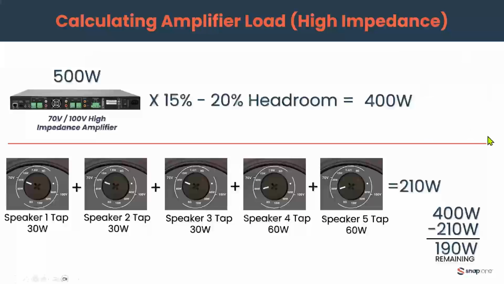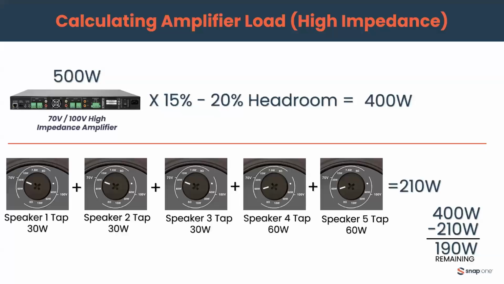So when we're calculating amplifier load, it's a little bit different for high impedance. So let's say we have a 500 watt amplifier. Most people will typically tell you you want about 15 to 20% headroom, which means you want to cap out right around 400, maybe 420 watts. Again, what's great with the high impedance speakers is you'll notice there's taps at the bottom of the speakers, and we can actually go and set the dial for how many watts that each speaker will actually require.